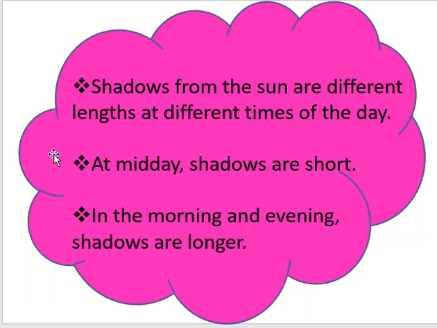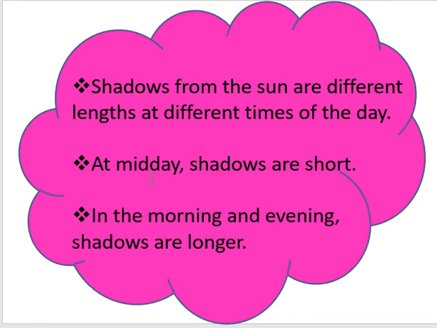Now we say shadows from the sun are different lengths at different times of the day. That means that at different times of the day, the lengths are not the same. We have different lengths in the morning, in the afternoon, and in the night or in the evening.